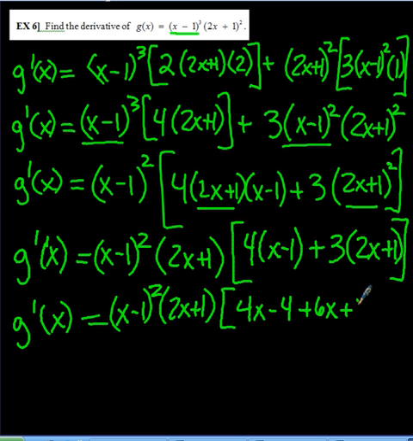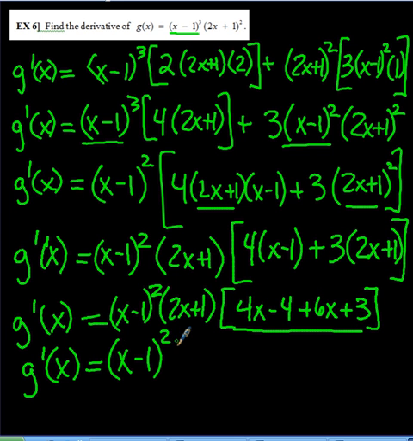When I simplify the inside of this component here, 4x minus 4 plus 6x plus 3, that will give me my final answer of (x minus 1) squared times (2x plus 1) times the quantity 10x minus 1. That is our final answer. There's a lot going on in this problem, so you may have to watch this one or two more times just to get every little piece of it correct.